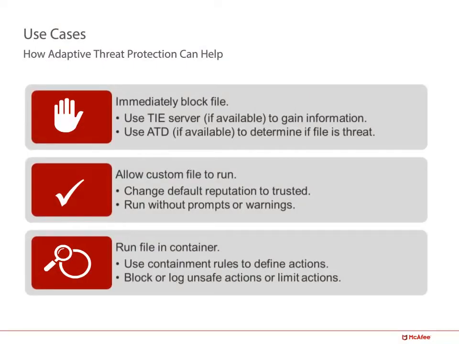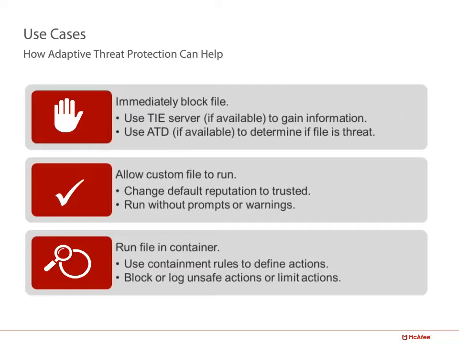Some use cases for how adaptive threat protection can help: first, I can immediately block a file. Adaptive threat protection alerts the network administrator of an unknown file in the environment. Instead of sending the file to McAfee for analysis, the administrator blocks the file immediately. The administrator can then use the TIE server, if available, to learn how many systems ran the file, and the advanced threat defense to determine whether the file is a threat.